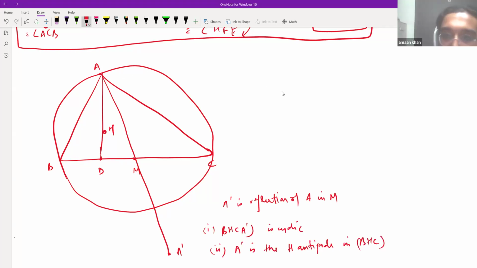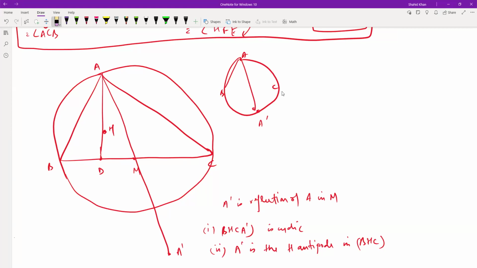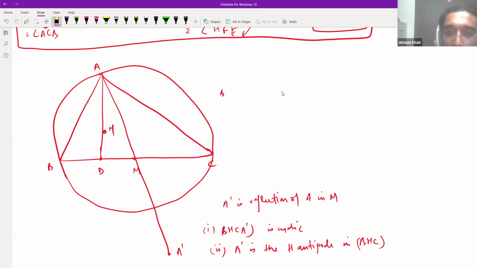Okay. So if ABC is a triangle, the A antipode of the triangle ABC is the diametrically opposite point of A in the circle ABC, the circumcircle of ABC. Okay, do you get it now? Yeah. So A dash is the H antipode, which means it is the diametrically opposite point of H in the circumcircle of the triangle BHC.